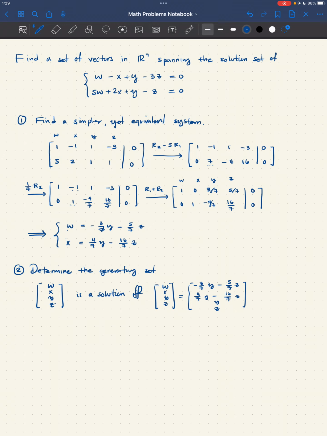Now, it's not so difficult to see that from this vector we can separate it into two terms. One being factored by y, and the other one being factored by z. Negative 3 over 7, 4 over 7, 1, 0. Plus z, negative 5 over 7, negative 16 over 7, 0, 1. Negative, I'm sorry, negative for this.